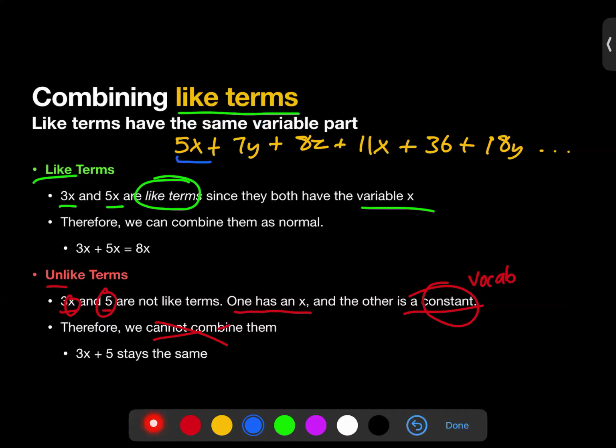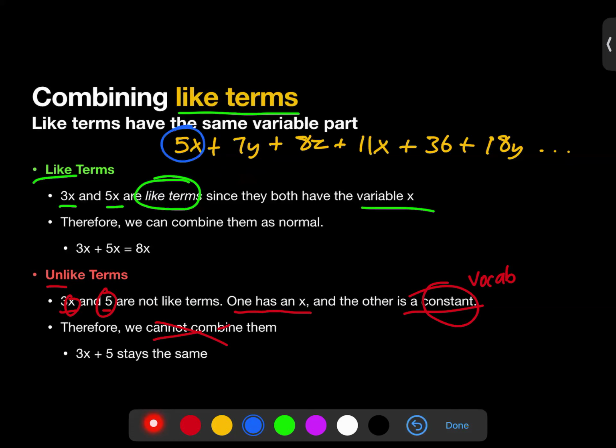Unlike terms, correct. Because, yes, they both have variables, but they're not the same variable. See, this one has an x and this one has a y. So we cannot combine them like this.